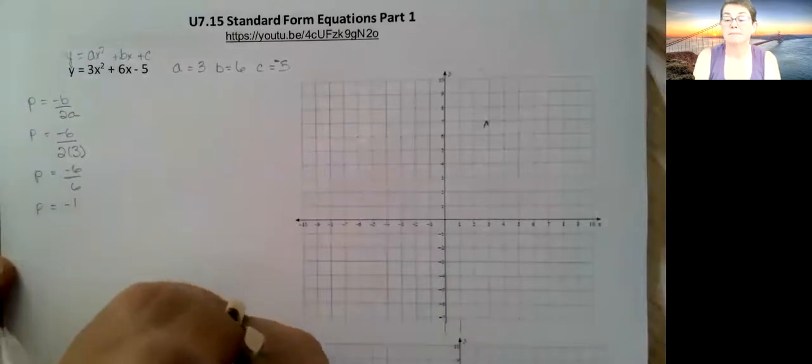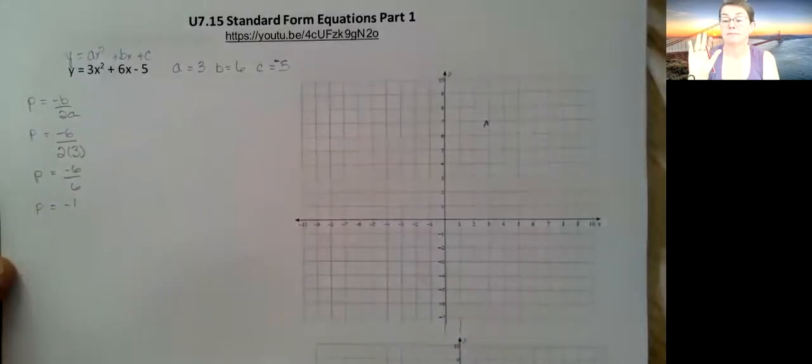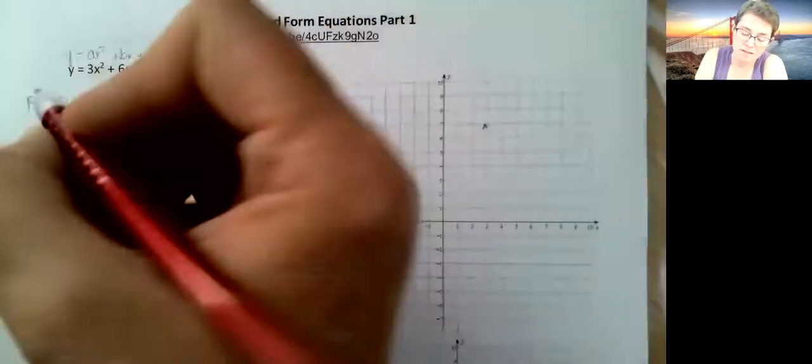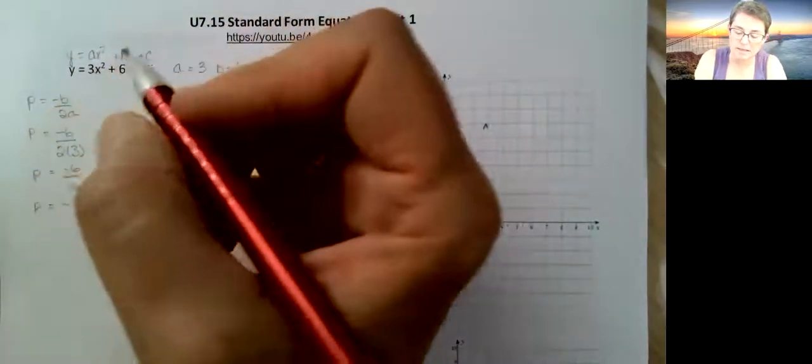Watch your signs. Confession: I already did this video once, and I'm redoing it because I lost my negative, which messed up my vertex, which messed up the whole thing. So be really careful. And to get the second coordinate of our vertex, all we do is take the negative 1 and plug it into there.